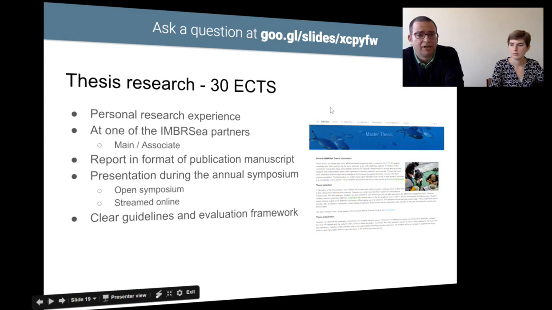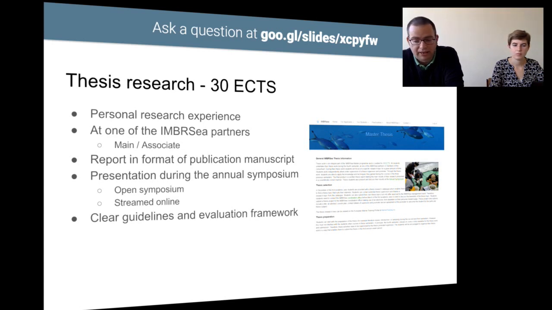Then finally, we have the thesis research for 30 ECTS. This is a personal research experience. You can do it at one of the IMBRSea partners, main or associate partners, and the report is in the format of a publication manuscript. This is quite important because in the past we have installed this habit in the IMBRSea program, and we see that about 30% of the research theses done within the program are actually published after a certain period. So it's a way to encourage people to make a first publication out of the thesis.